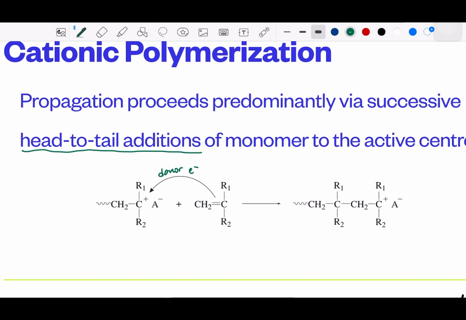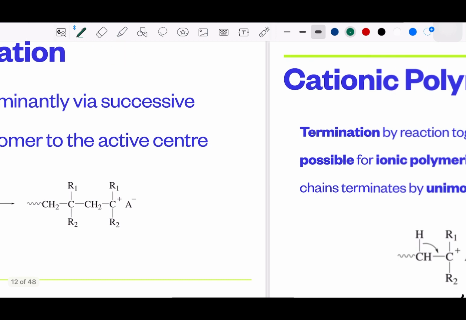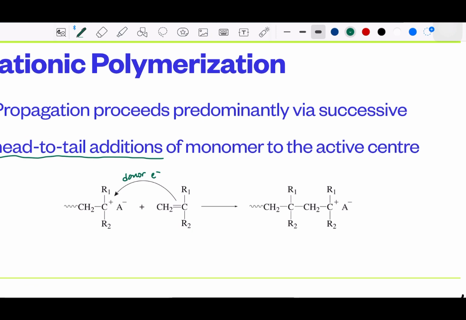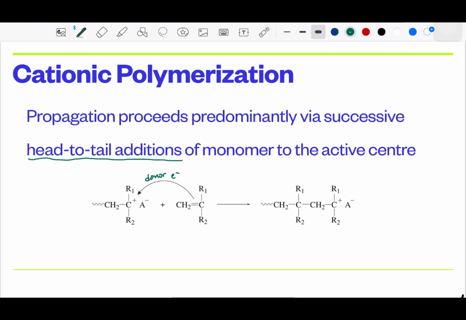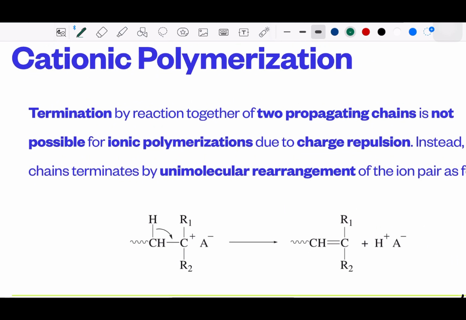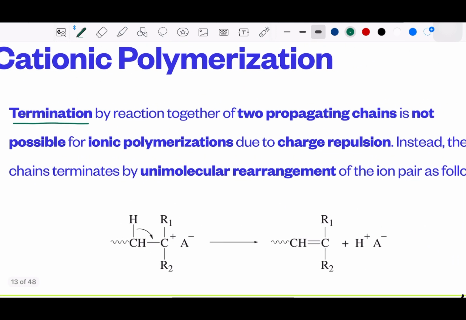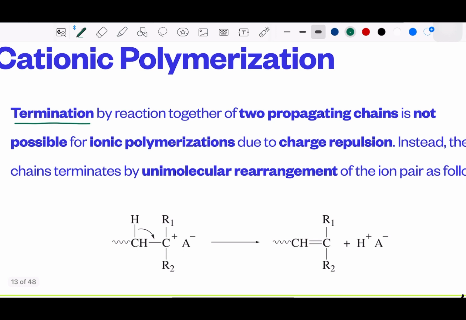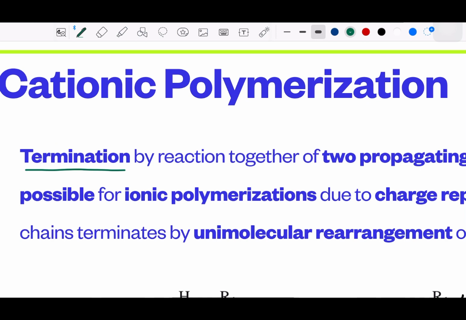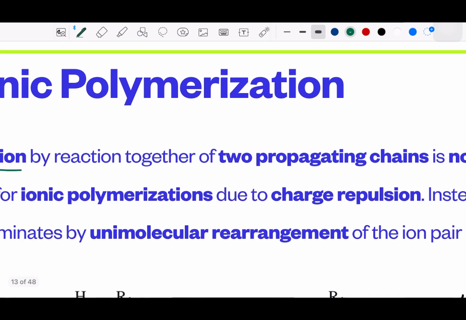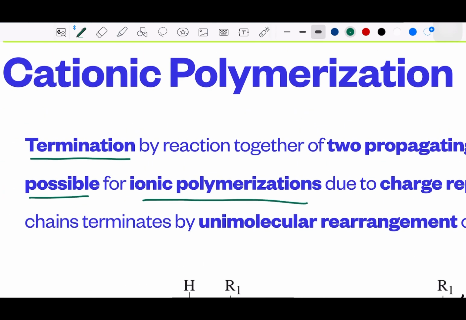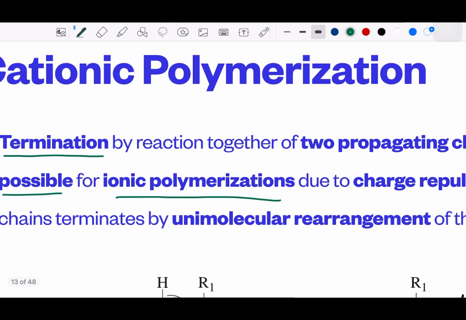So how can we terminate? Basically, it can terminate by rearrangement. Let me go through here. These are the terminations. For two propagating chains, if we consider a reaction, it is not possible for ionic polymerization, because of the repulsion of charge.